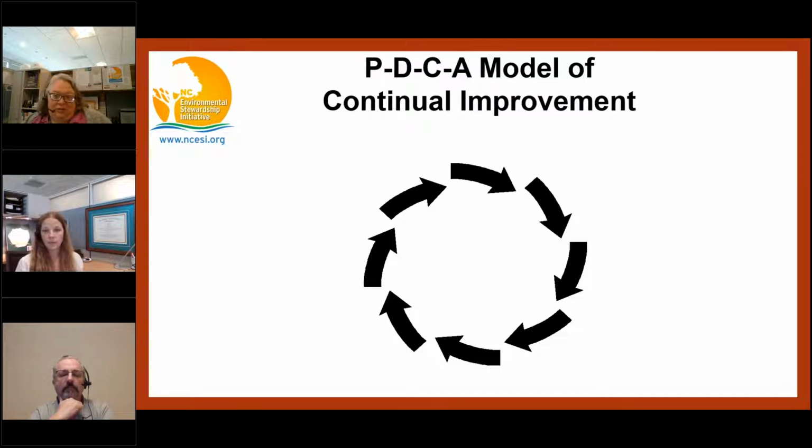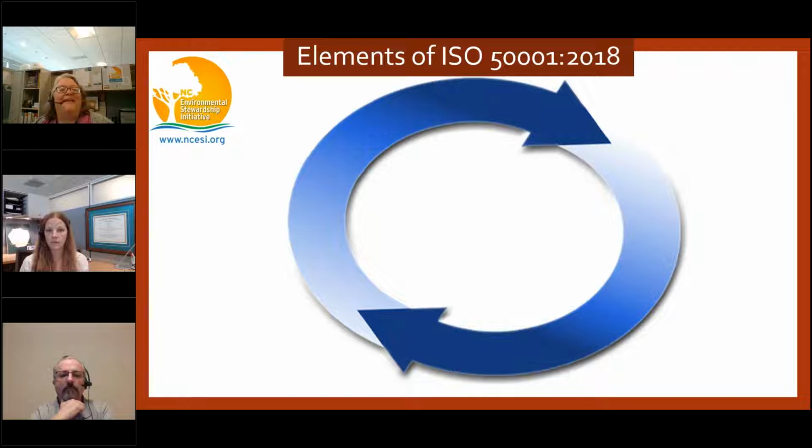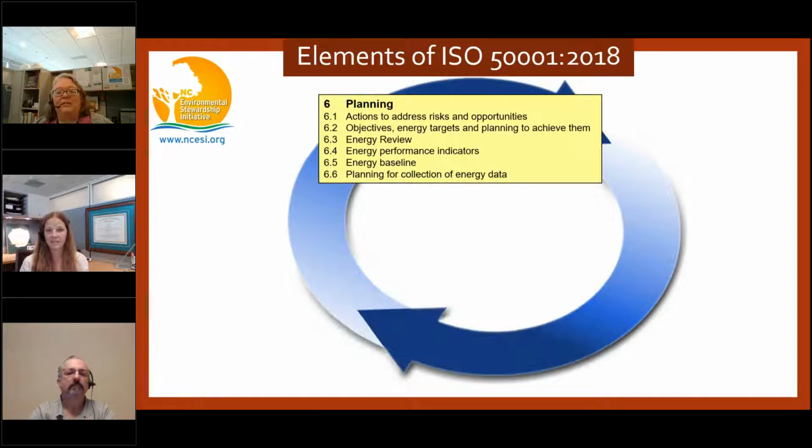When we talk about continual improvement, all of the management systems provided by ISO follow the Plan, Do, Check, Act model of continual improvement, also known as the Deming cycle. For the standard itself, we start with planning. So that, of course, is your plan section.